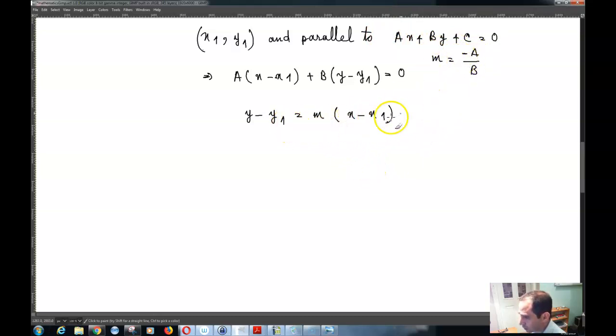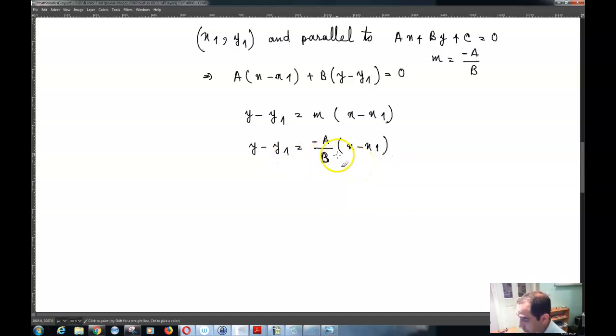So this line will have the same slope. So I can write y minus y1 is equal to negative a by b, based on the calculations that we did before. We know that if you have a line like this, the slope is negative a by b, so negative a by b times x minus x1.